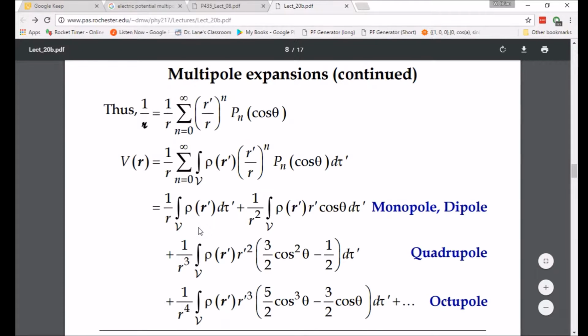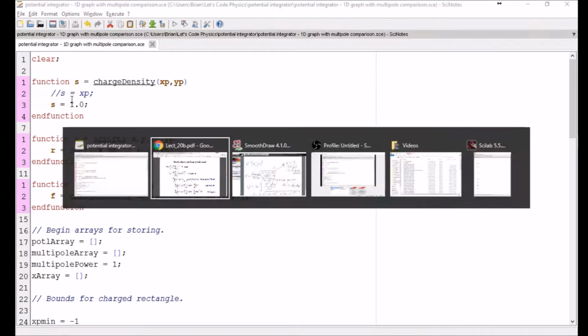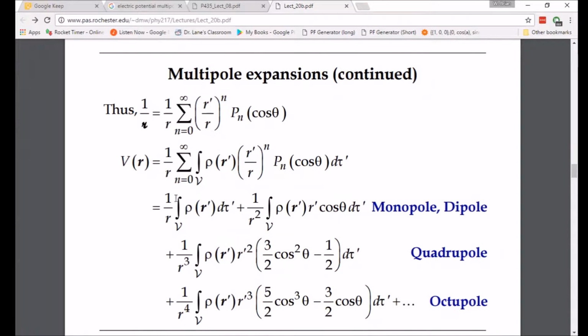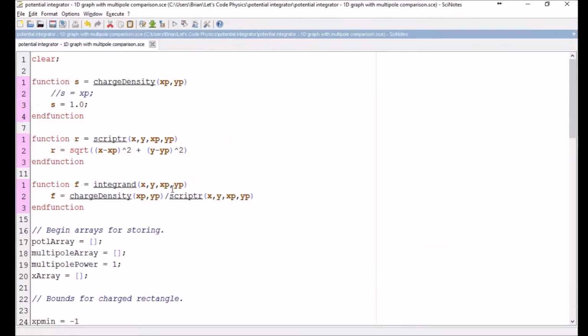And that's what we're going to take a look at today, to see if we can compare our code's results with these behaviors as we get farther away from the charge density. So what we'll do is we'll start out with a uniform charge density. So this is going to have a non-zero monopole term. So as we get farther away, this thing should behave like a monopole. It should go like 1 over r.